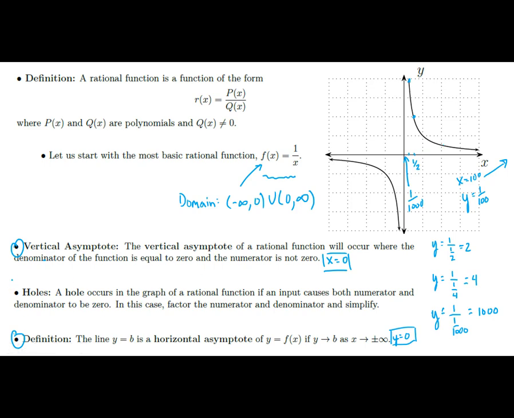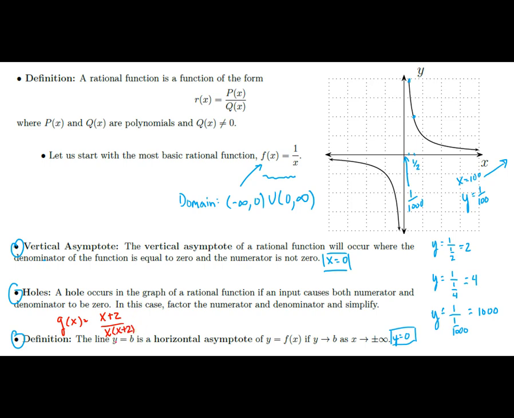And then the one other definition to talk about, but that is not apparent here, is the idea of a hole. A hole occurs in a graph when a particular input causes both the numerator and denominator to be 0. Okay, so let me give you just an example here, and we'll put this in a different color to emphasize that this is a different example. So what if we had g of x is equal to x plus 2 divided by x times x plus 2?